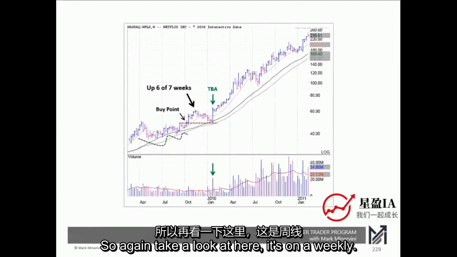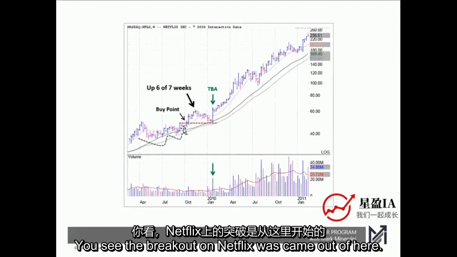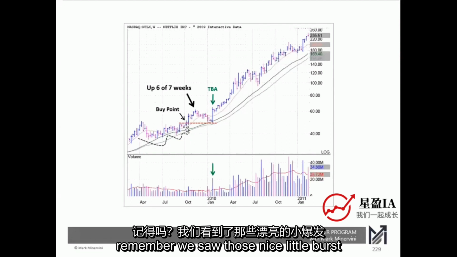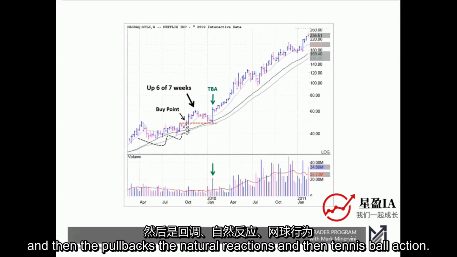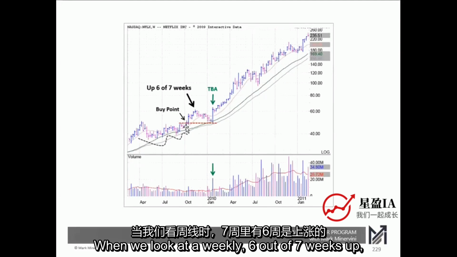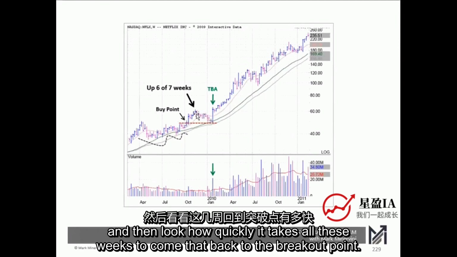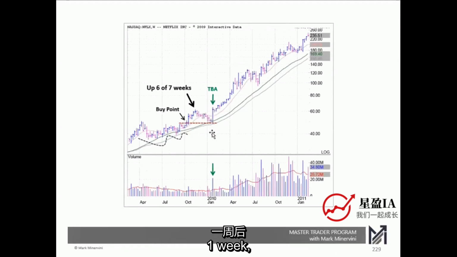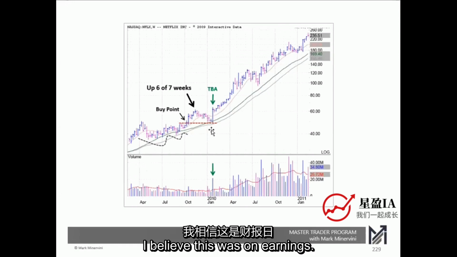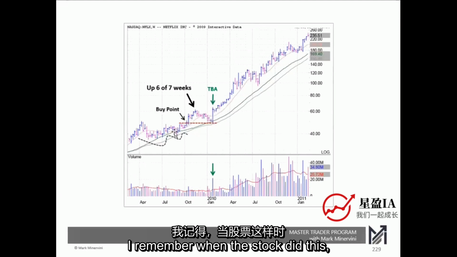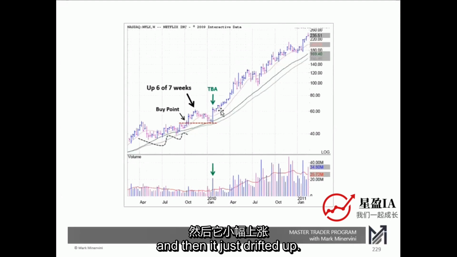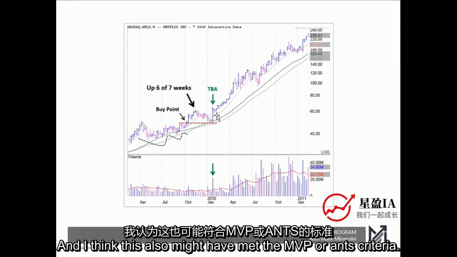So again, take a look here. It's on a weekly. You see the breakout on Netflix came out of here, and we looked at the daily. Remember, we saw those nice little bursts, and then the pullbacks, the natural reactions, and then tennis ball action. Well, on a weekly, 6 out of 7 weeks up, and then we pull back here, and look how quickly it takes all these weeks to come back to the breakout point, and then look at the tennis ball action. Pow! One week, it erases all that. I believe this was on earnings. I remember when the stock did this, and then it just drifted up, and I think this also might have met the MVP or ANTS criteria.